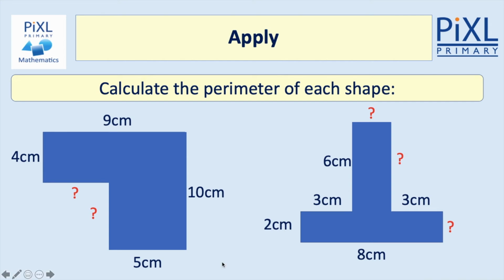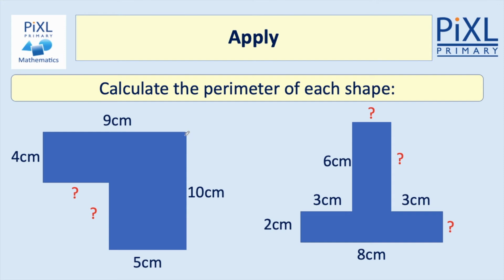How did you get on? Let's have a little look at this first one. Now I'm afraid you're going to have to deal with my dodgy pen writing on my trackpad on my laptop here, so hopefully you can read what I'm writing. So this first one, let's have a look at this missing side first.